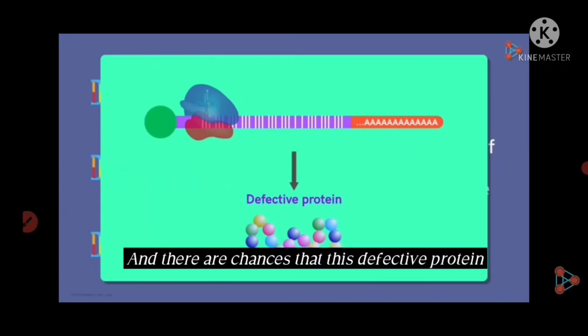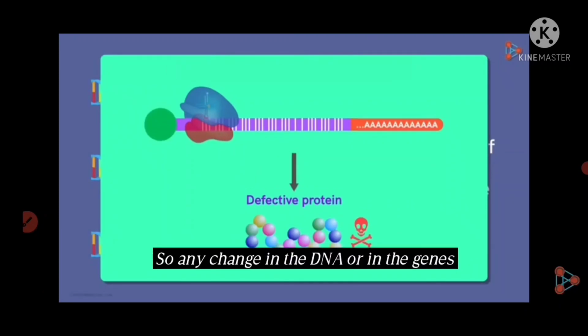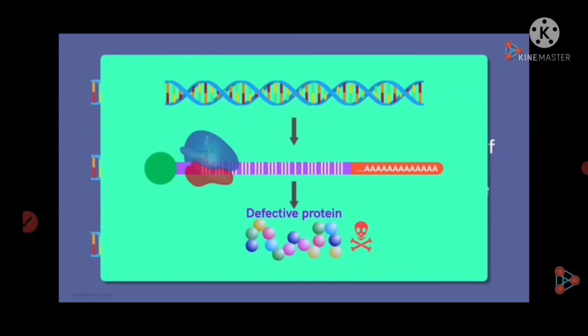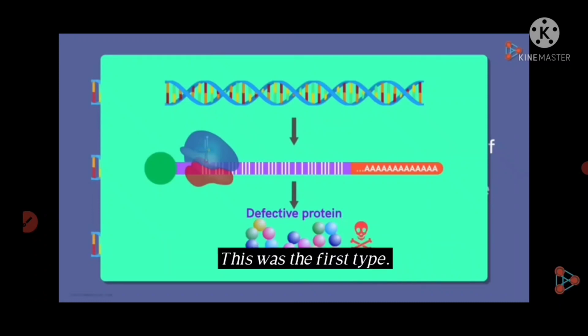And there are chances that this defective protein turns out to be a harmful one. So any change in the DNA or in the genes can cause a shift in the reading frame. As a result, an altered protein is produced. This was the first type.